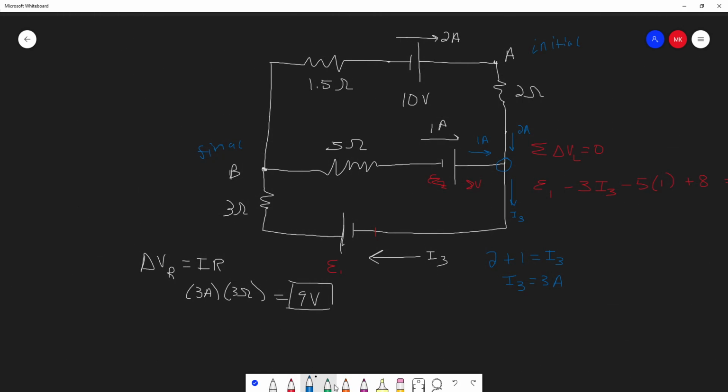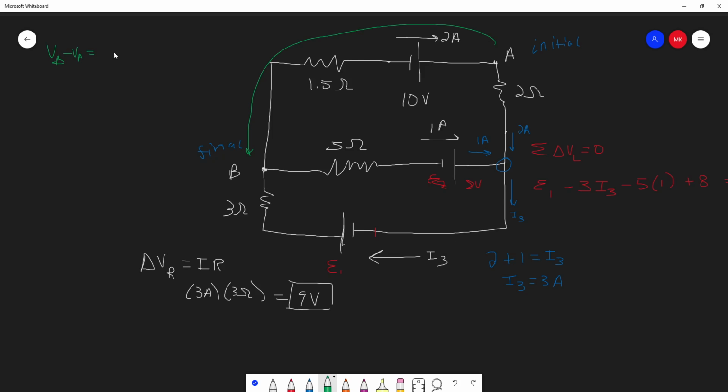So starting at A and going to B, so VB minus VA. Remember, this is a delta V, final minus initial. Starting initial, so I'm traveling all the way here. I can travel as many different ways as I want. I could go around this way. I could go around the whole circuit. I could do whatever I wanted. I'll still get the same number.